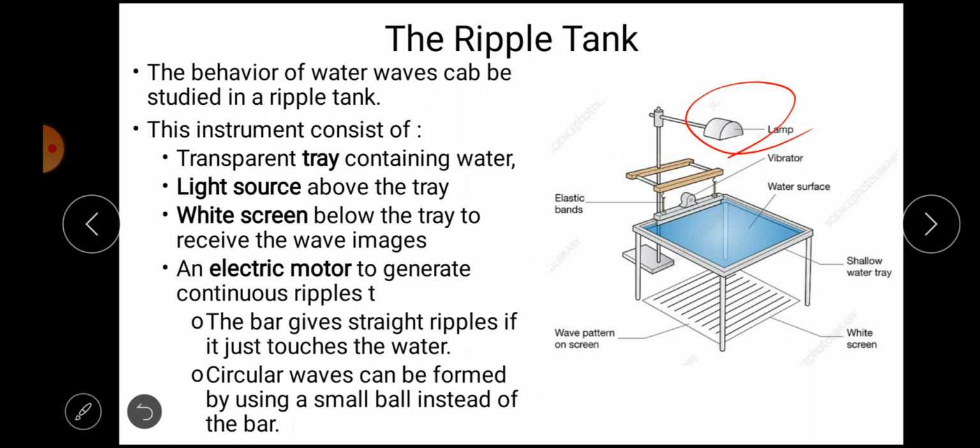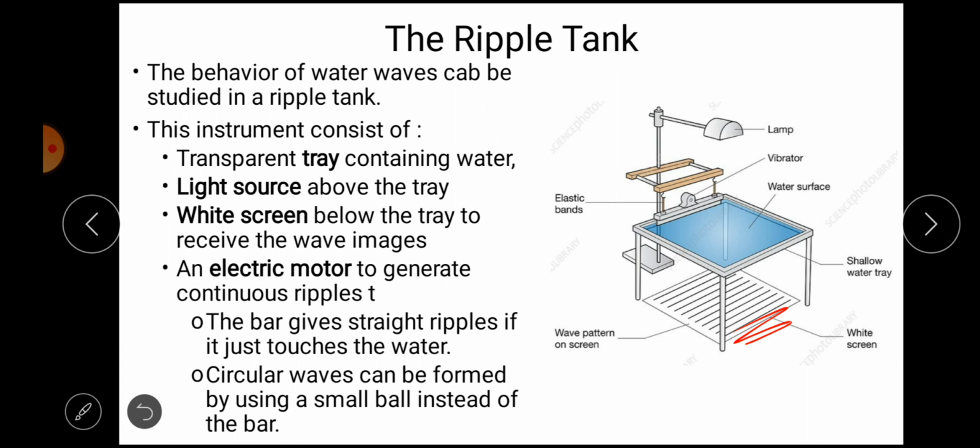All right. So maybe let me just repeat what I've said about a ripple tank, because I want you to understand very well what a ripple tank has. A ripple tank contains a transparent tray. The transparent tray has water of about 5 millimeters to 1 centimeter depth. And then we have a light source above the tray. The light source shines over the water so that a reflection of whatever happens in the tray is seen at the bottom, on the white screen.